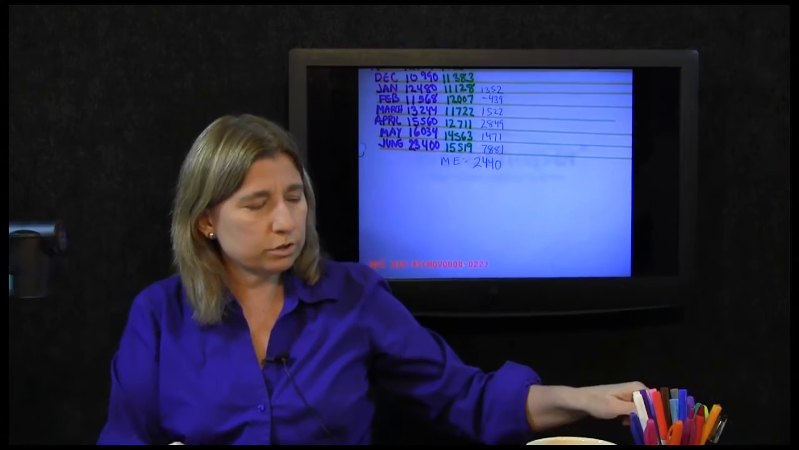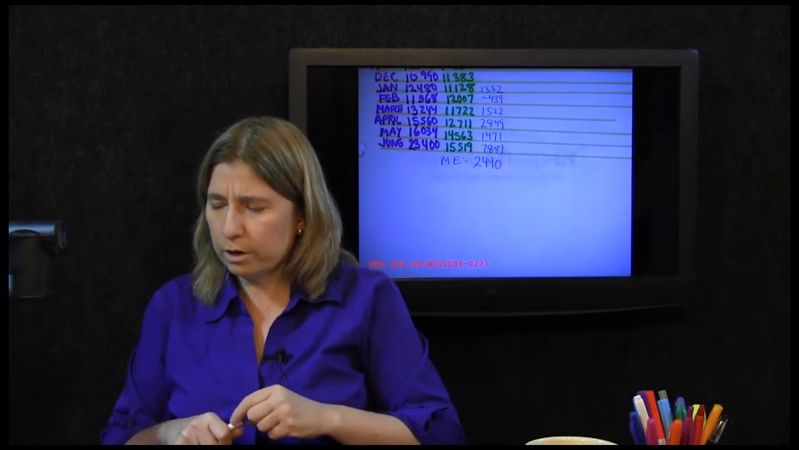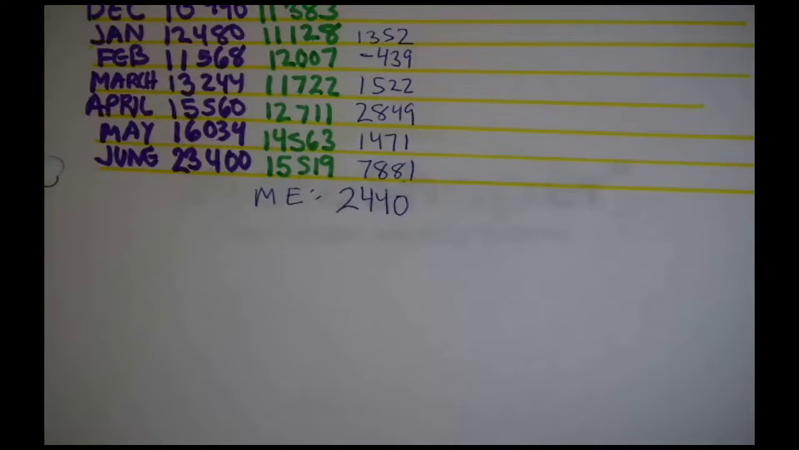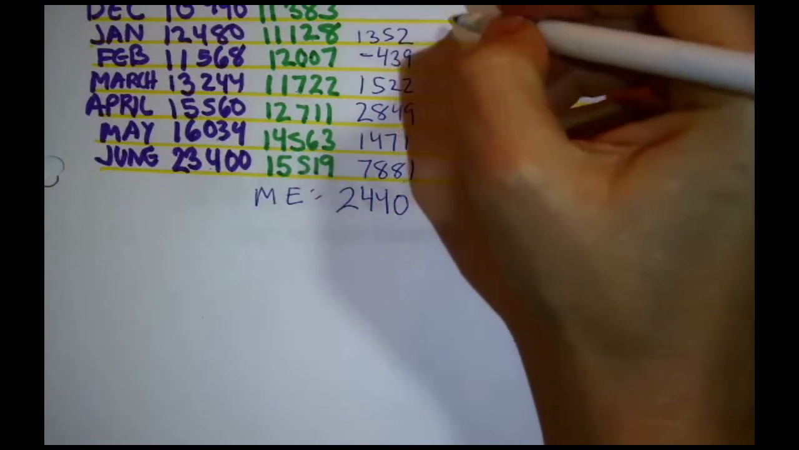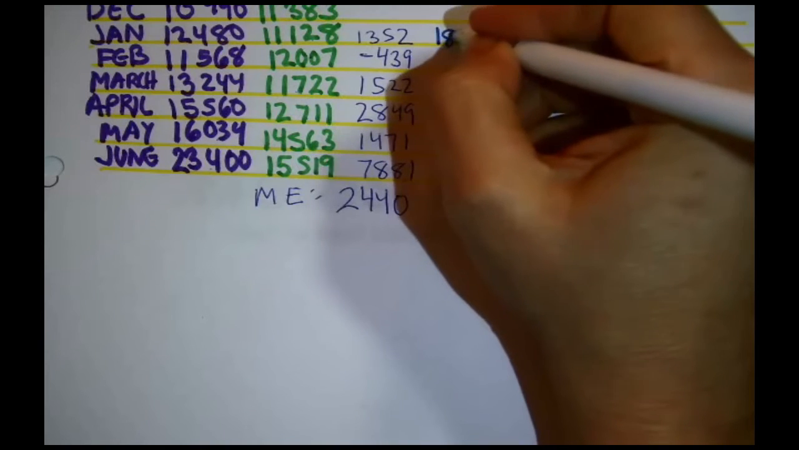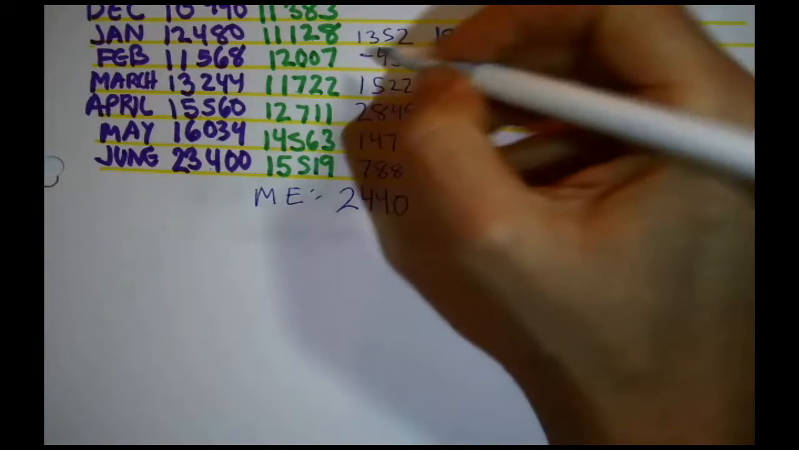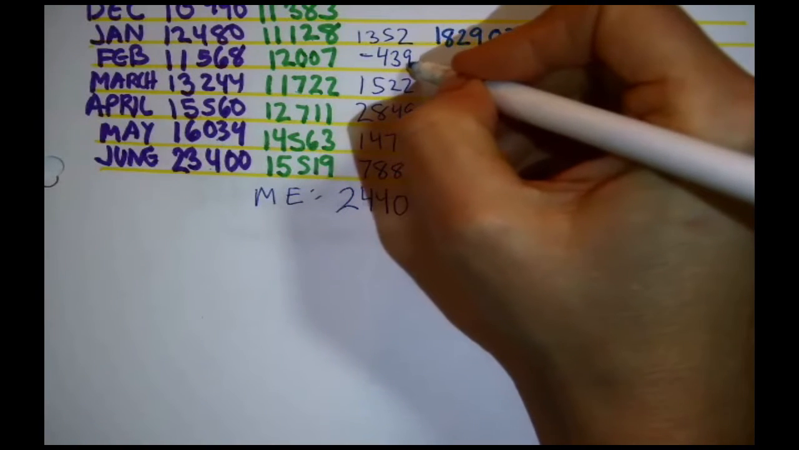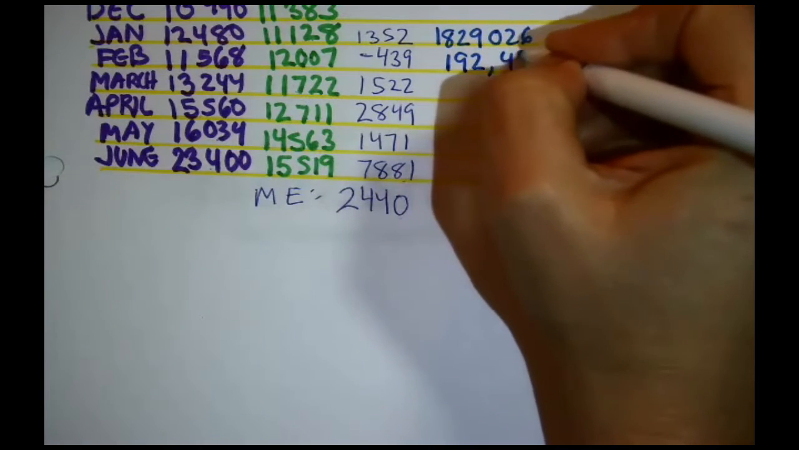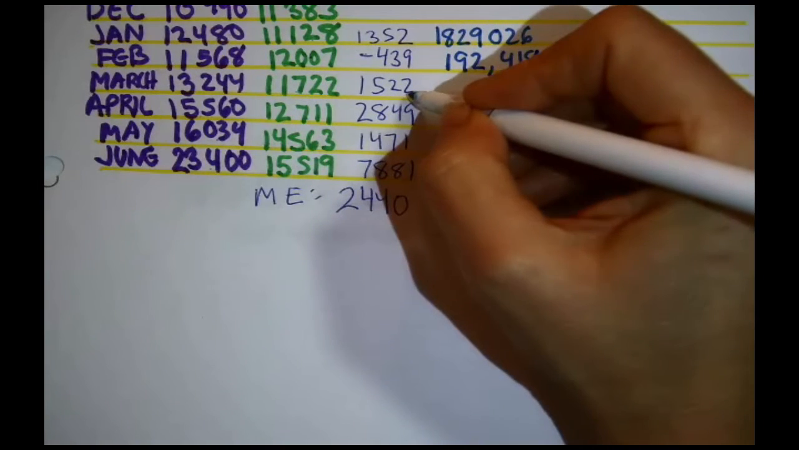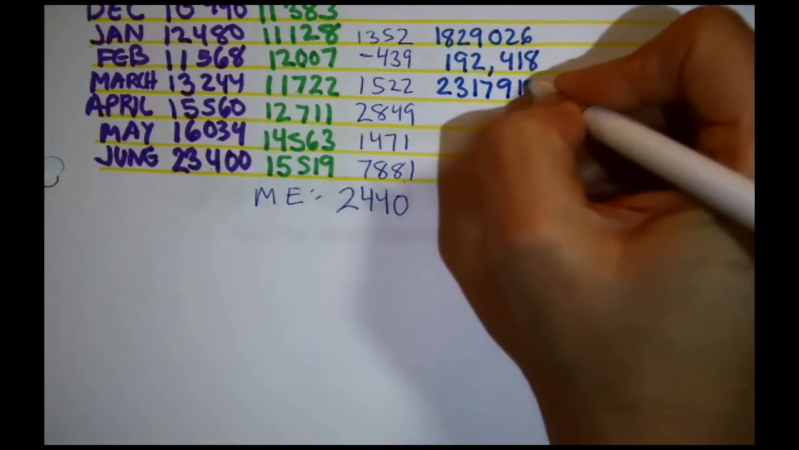We next want to square those errors. That will get us set up for mean squared error. So I take the 1,352 and I square it, and it's going to explode into a huge number, 1,829,026. I take this negative 439 and I square it, and I'm going to get back a positive number, 192,418. Take this number and square it, and I get 2,317,917 as the squared error for March.